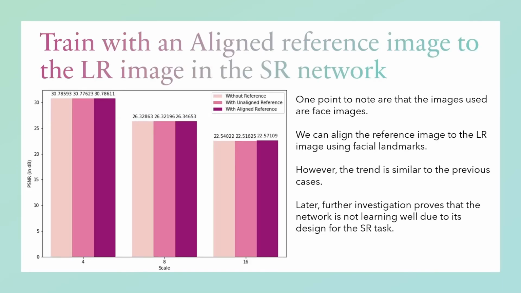How about aligning it to the LR images? Note that our dataset contains face images, therefore, we can align the reference image to its respective LR image with the facial landmarks given in the dataset. However, this is similar to the previous case. Later on, we did more experiments and realized that the design of the network must be engineered for the reference image to be purposefully used.